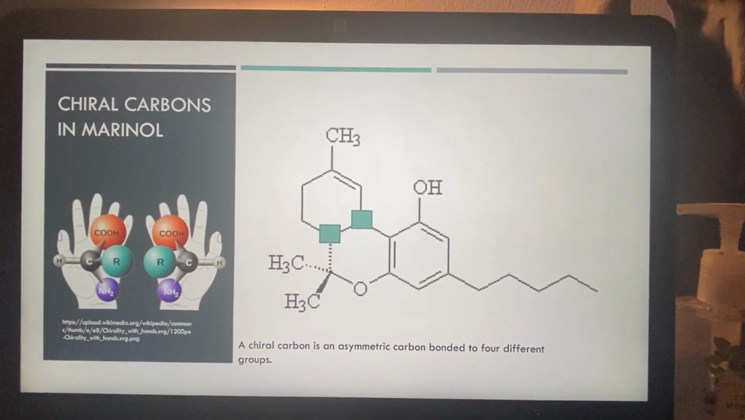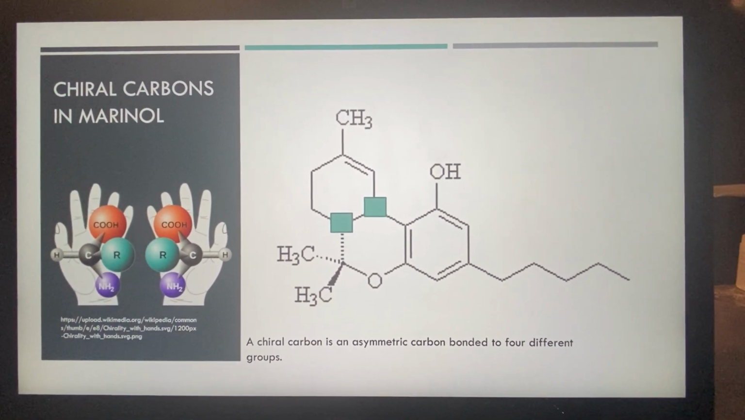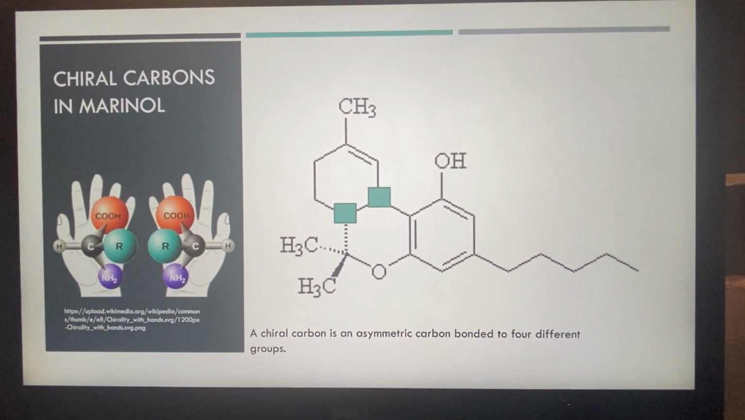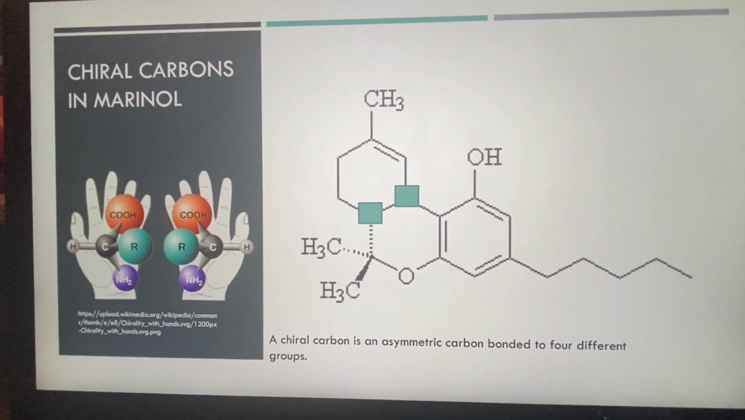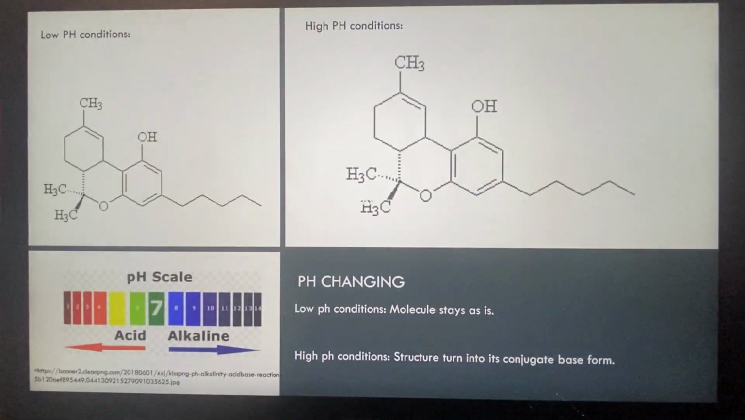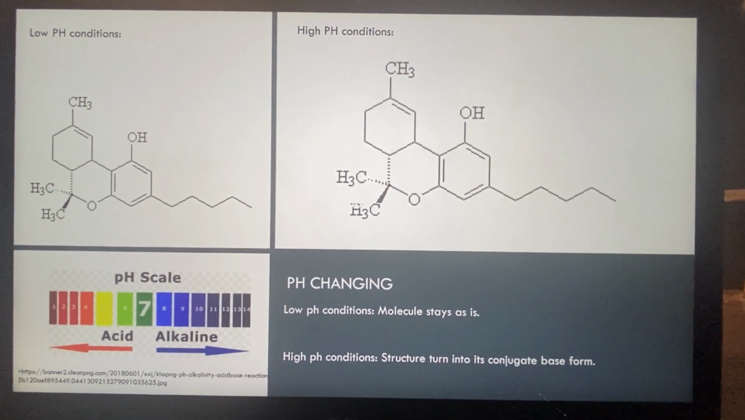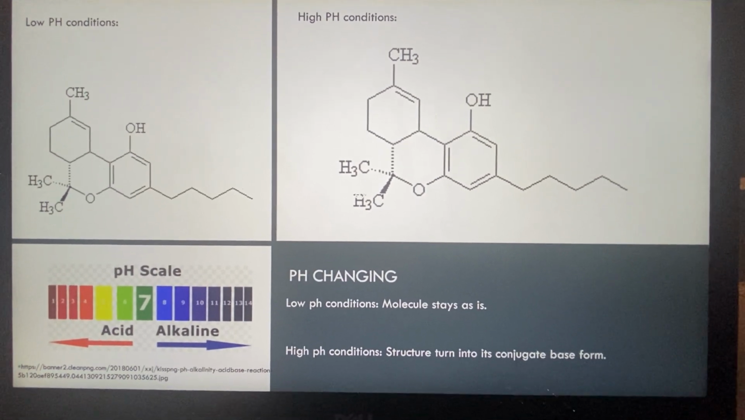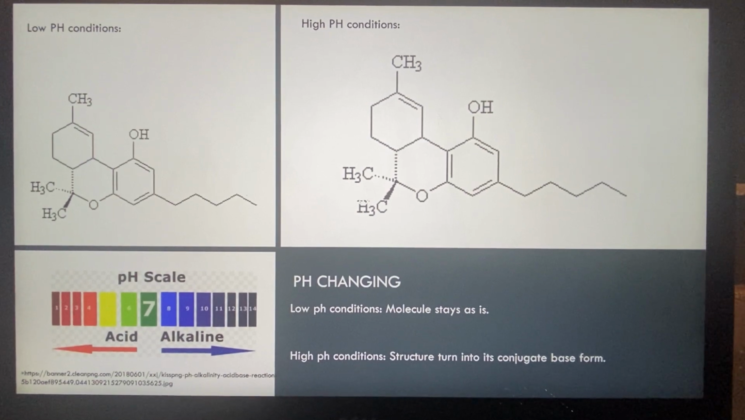Next is chiral carbons in Marinol. So Marinol only has two carbons that have four different groups, located where the teal boxes are. So changing pH: in low pH conditions, this molecule stays the same, or as is. And in high pH conditions, the structure turns into its conjugate base form.